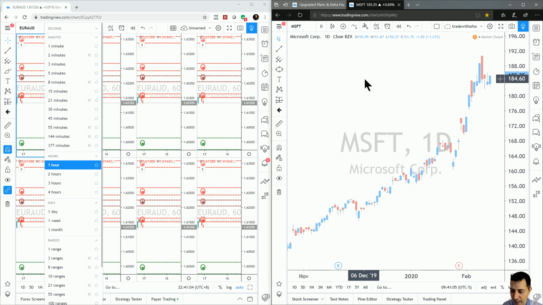By the way, before I get into showing you all the markets available, notice that you will always see on the upper right what's going on. So here it says market closed.